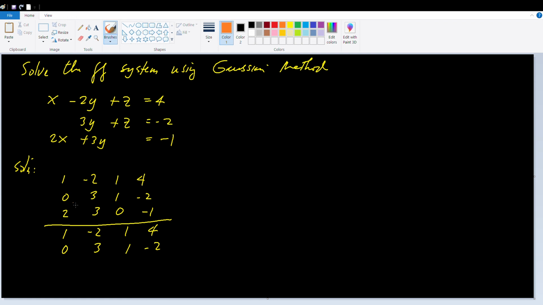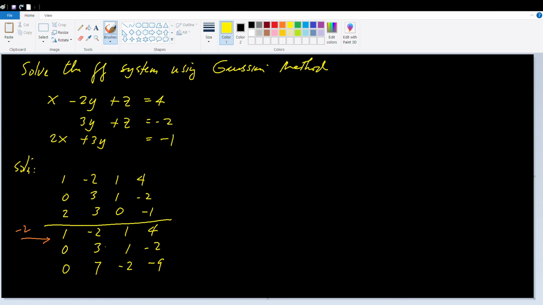Now, for this entry to become 0, we multiply the first row by negative 2. So multiply the first row by negative 2 and add it to row 3. Thus, we will be getting 0. Negative 2 times negative 2 is positive 4 and 3 is 7. Negative 2 times 1 is negative 2 and 0 is negative 2. Negative 2 times 4 is negative 8 and negative 1 is negative 9.